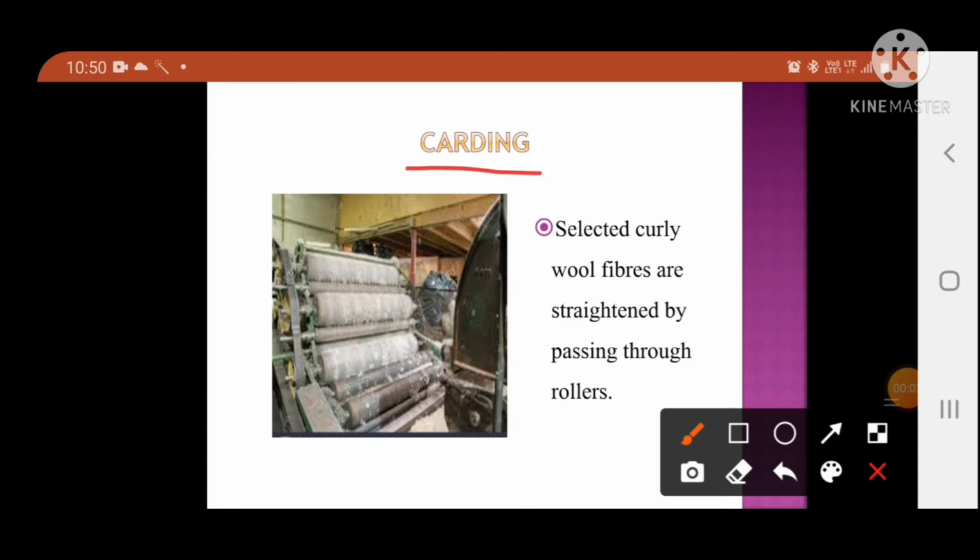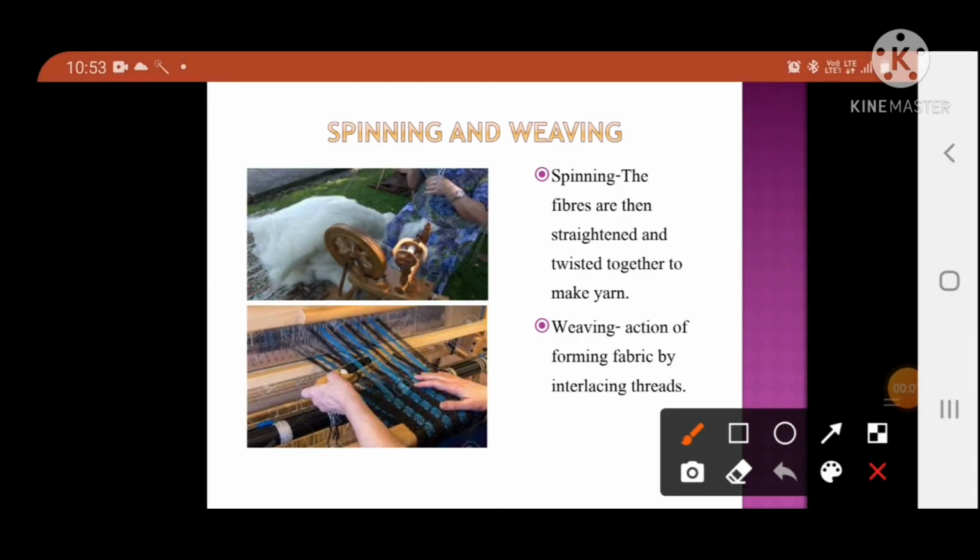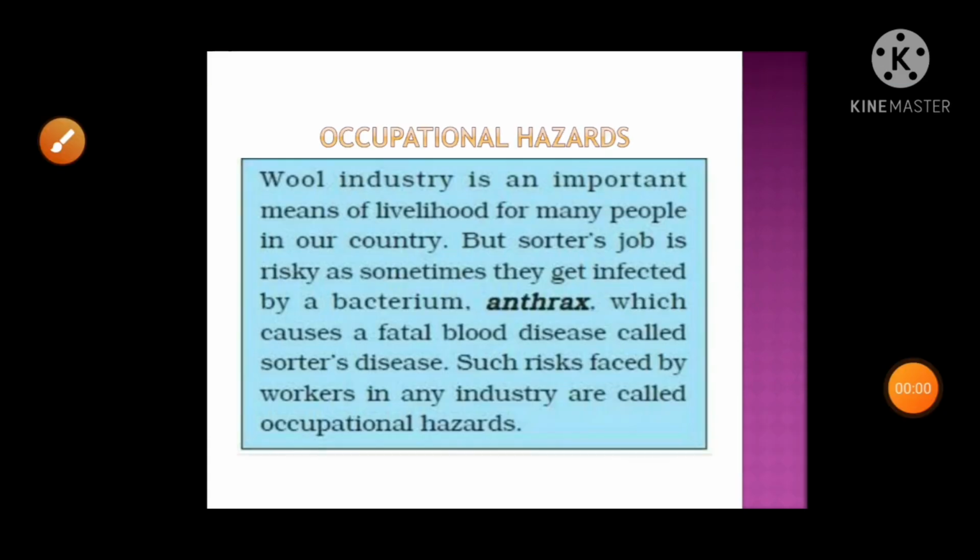Sorting is followed by carding, where selected curly wool fibers are straightened by passing through the rollers. The natural hair of sheep is either white or brown or black in color, and they are dyed in different colors. The next process is spinning, in which fibers are straightened and twisted together to make yarn. Once yarn is ready, now weaving is done. Weaving is the action of forming fabric by interlacing threads.